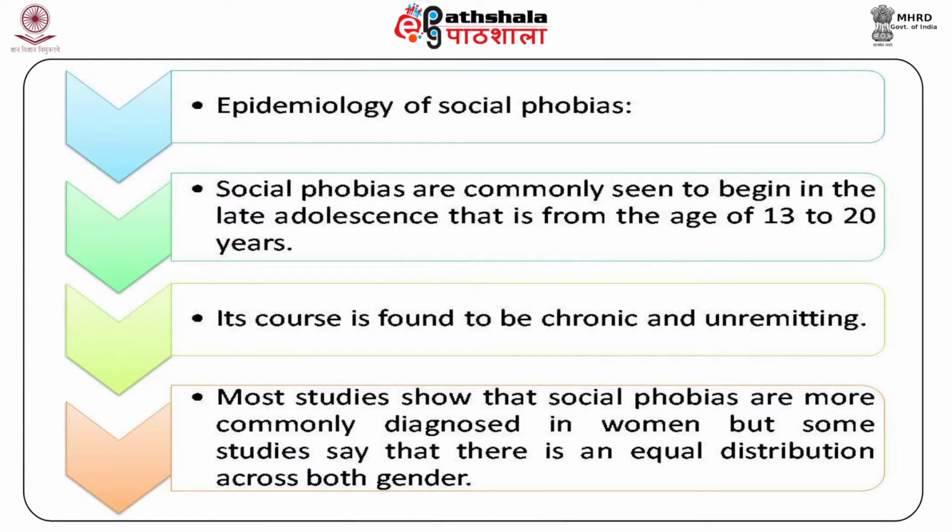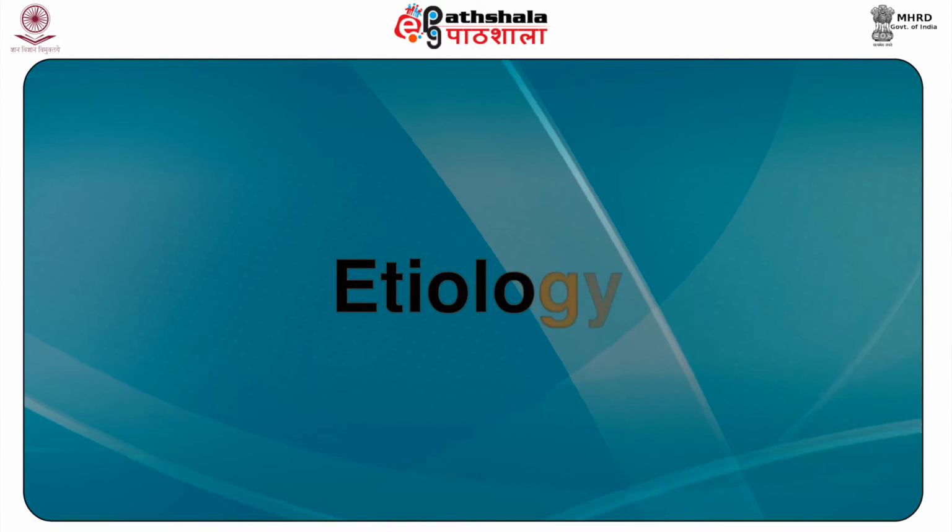Epidemiology of social phobia is as follows. Social phobias are commonly seen to begin in the late adolescence, that is from the age of 13 to 20 years. Its course is found to be chronic and unremitting. Most studies show that social phobias are more commonly diagnosed in women, but some studies say that there is an equal distribution across both genders. Now we come to etiology. Biological factors. Family studies show that there are higher possibilities of acquiring social phobias if a relative already has it. This prevalence rate is highest for social phobias.